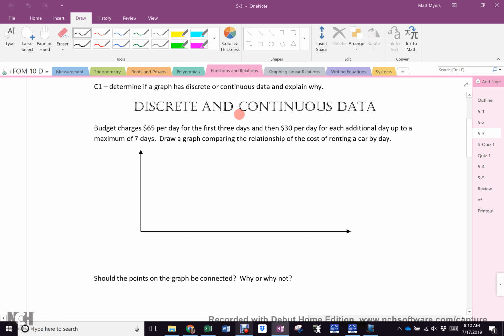Different ways you draw them on a graph. Let's start with the first one. Let's draw this graph. What goes on the x-axis?